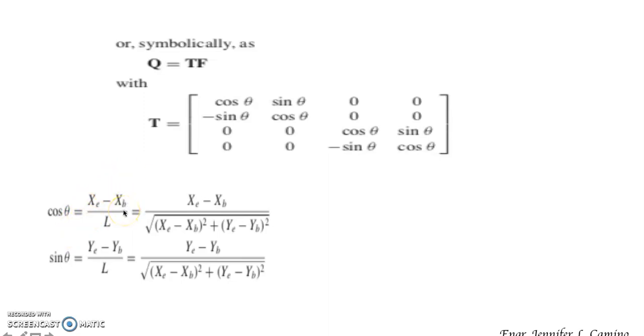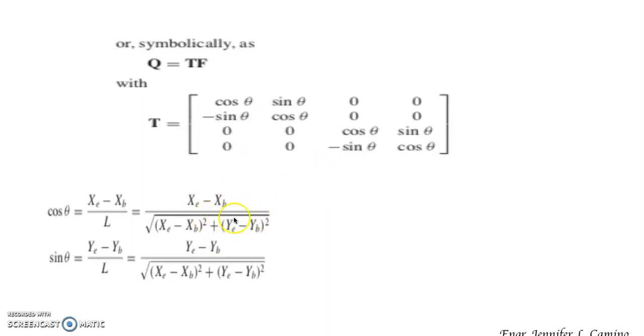X sub b is the dimension from the origin towards the beginning of the member. Or basically, we can say that x sub e is equal to the distance from the origin towards the end of the member. X sub b is the distance from the origin towards the beginning of the member. L refers to the length of the member. When to use this one? This one you can use if the member is in horizontal direction. This one can be used if the member is in an inclined position.